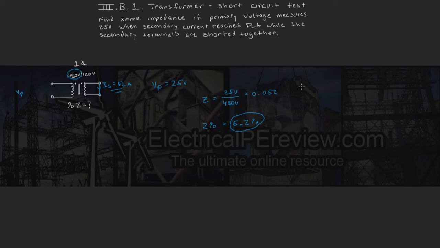So once more, the impedance of our transformer, Z, is determined during a short circuit test, which means our primary voltage measured from here to here, when the secondary terminals are shorted here, so VP, our primary voltage, when VS is shorted and IS equals the rated full load amps, divided by our rated primary voltage. Multiply that answer by 100, and you will come up with your percent Z impedance.